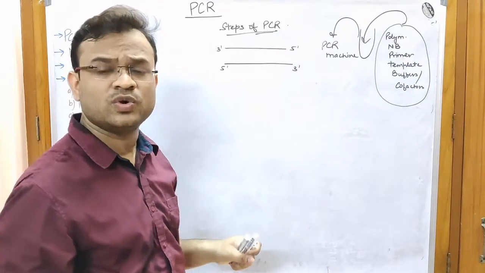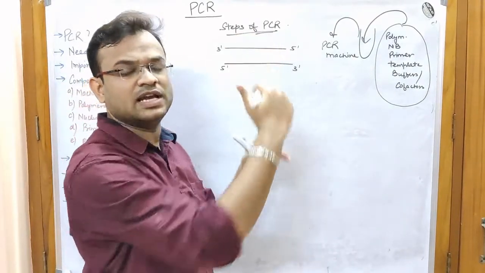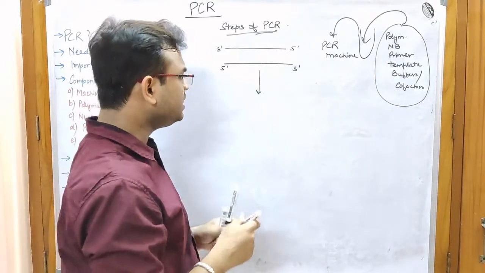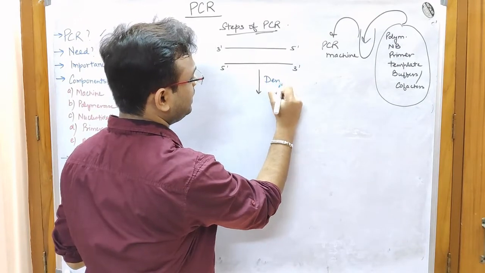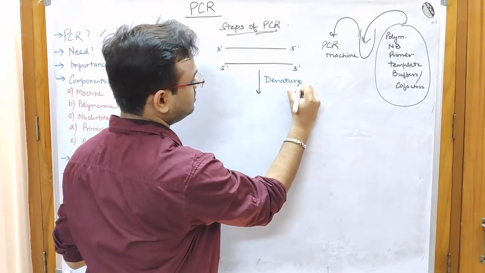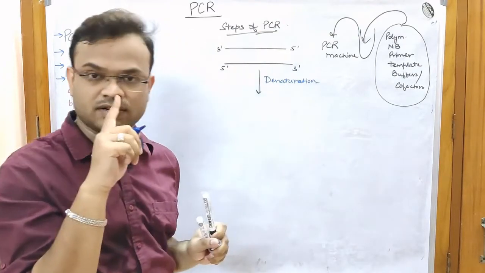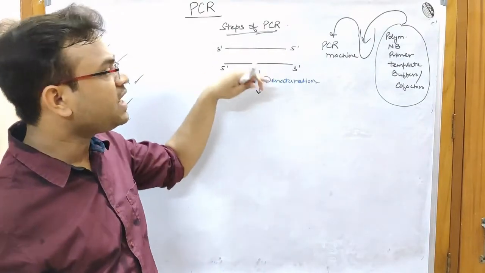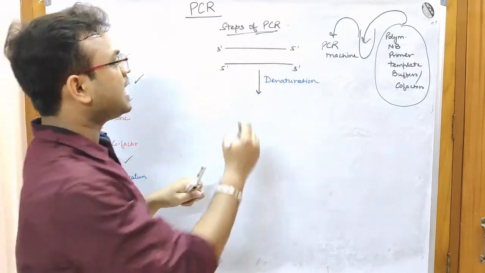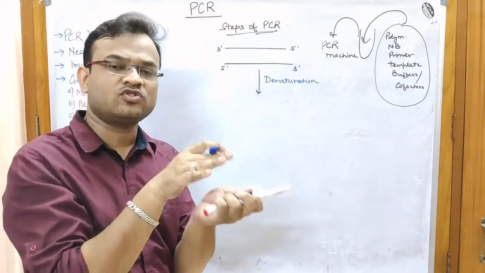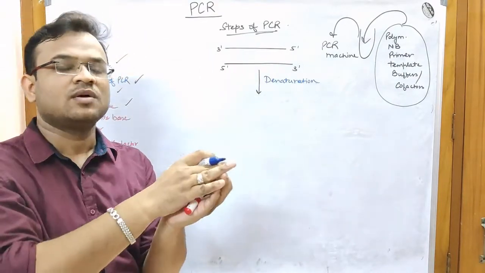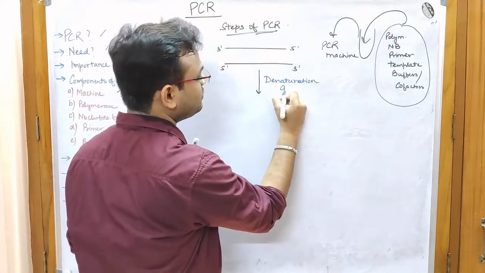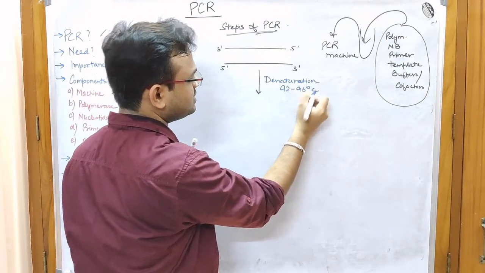In the first step, what you do is denature this double helix, right? So how do you denature the double helix? You denature the double helix by heating it. Denaturation would be utilization of heat, utilization of temperature for breaking these strands, for breaking the hydrogen bond that is present between the strands. When the hydrogen bond will be broken, these two strands would move apart, right? So what would be the temperature of denaturation? It would range from 92 to 96 degrees centigrade.